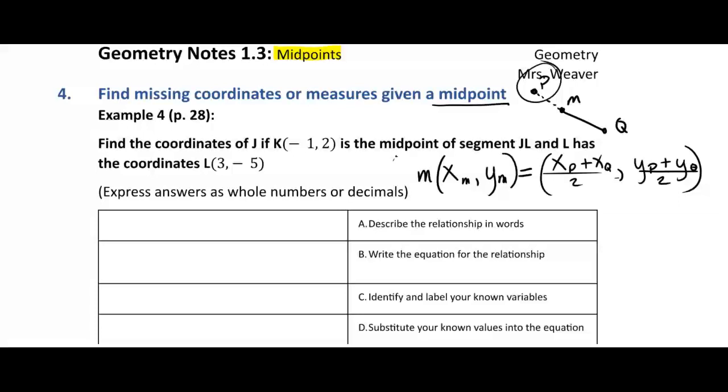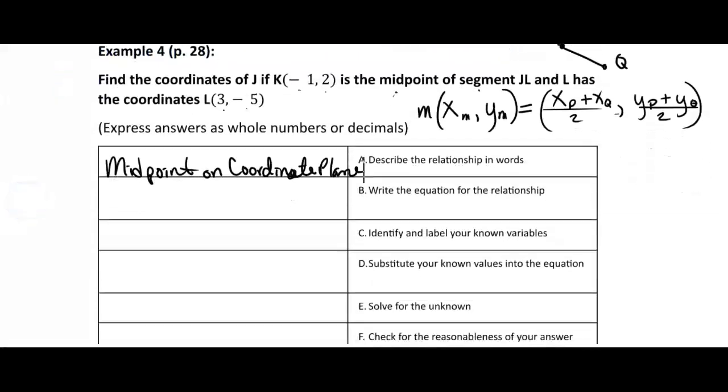We're finding a midpoint of a segment that has both x and y coordinates, which tells me this isn't just a midpoint on a number line, this is a midpoint on the coordinate plane. And then I'm going to take this larger relationship and break it up into my x midpoint.